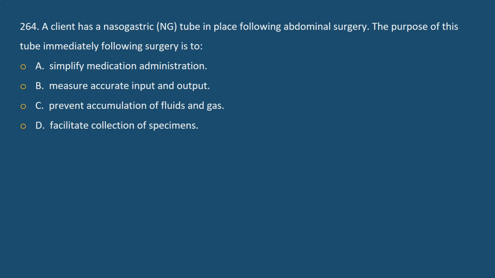Question 264. A client has a nasogastric NG tube in place following abdominal surgery. The purpose of this tube immediately following surgery is to A. Simplify medication administration. B. Measure accurate input and output. C. Prevent accumulation of fluids and gas. D. Facilitate collection of specimens.